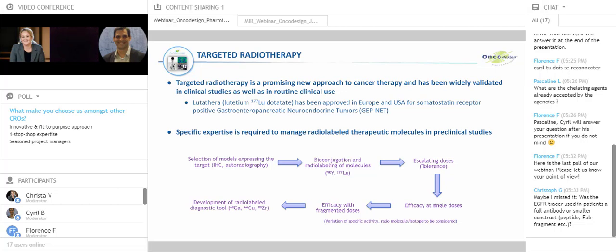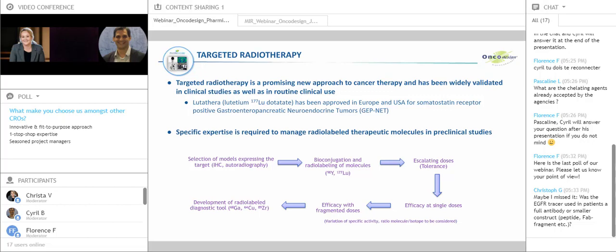And very commonly now, people that work in this field will develop in parallel radiolabeled diagnostic tools with gallium, copper, zirconium, and this is used, in fact, in clinic to select the patients that will express the target in the tumor.